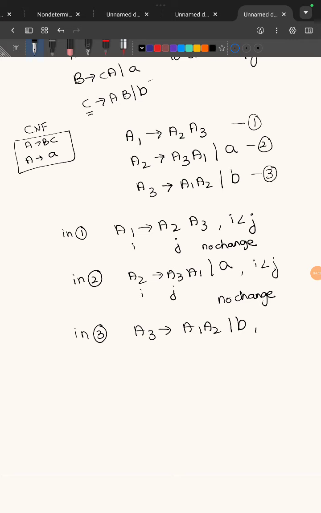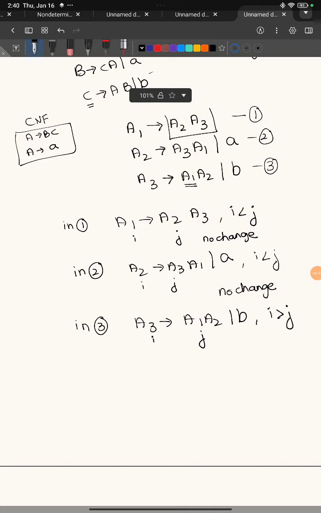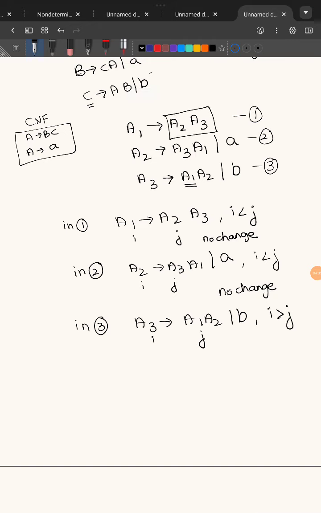So here I is equal to 3, J is equal to 1. So I has become greater than J. If this is the condition, what we have to do is, instead of this A1 over here, okay, so we are having A1, right? Instead of this A1, we have to substitute the rule in the given production.